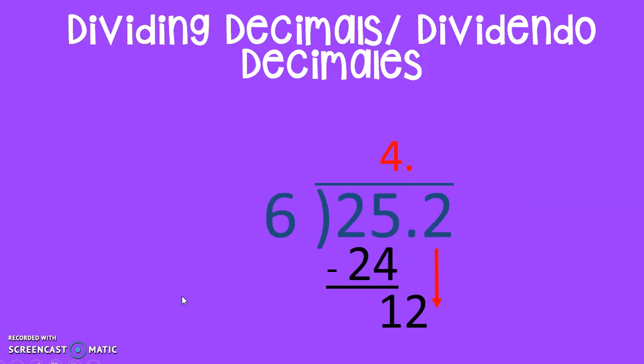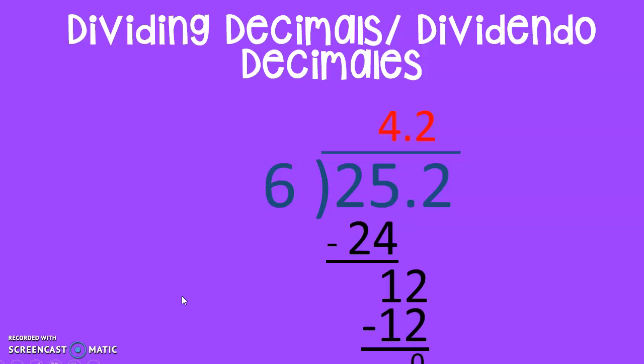Now we bring down our next number, our last number. How many times does 6 fit into 12? 6 cabe entre 12 dos veces, and I know 6 times 2 is 12, so now I have a remainder of 0. My answer is 4 and 2/10. La respuesta es 4 y 2 décimas.